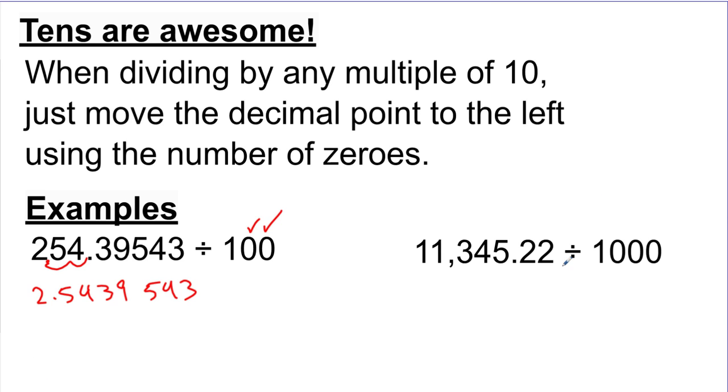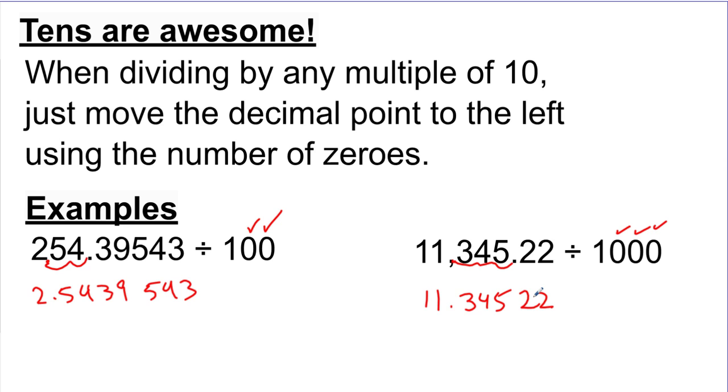Okay, so if I were to look at this number, 11,345.22, I see 1, 2, 3 zeros. That means I'm going to go to the left 1, 2, 3 places, and my number is going to become 11.34522. Okay, so I'm just going to talk about a couple of little things here, and then we will be finished.